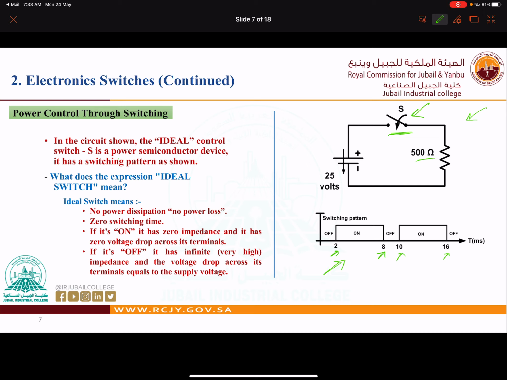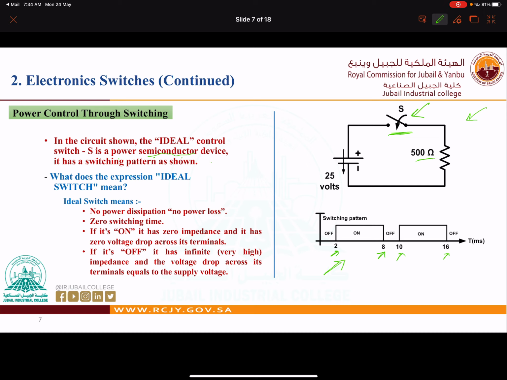Now, this is an ideal control switch. It is basically a power semiconductor device. When I say semiconductor, it means it is neither conductor nor insulator. So it is a semiconductor device like the diode and so on. It has a switching pattern, as we explained. Now, what does the expression ideal switch mean? Let us go through these conditions in order to have an ideal switch.